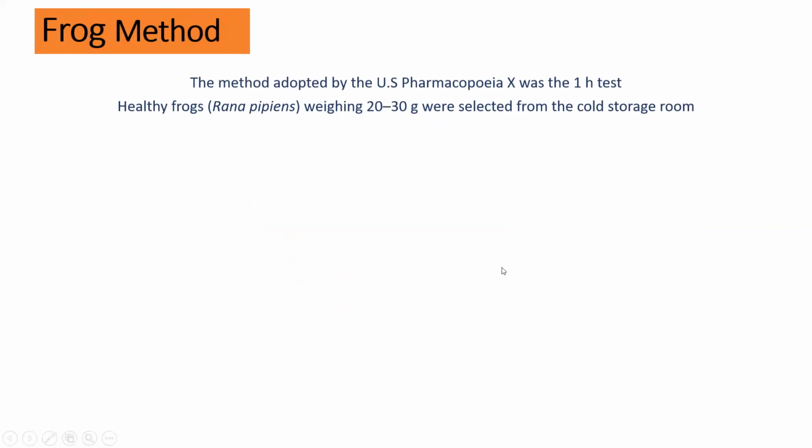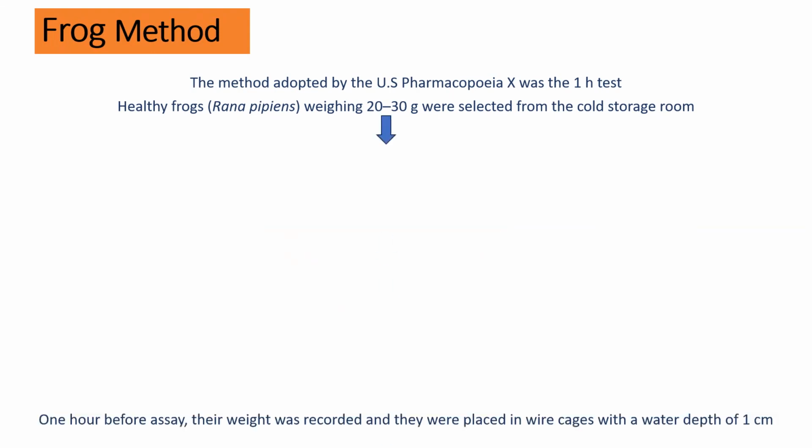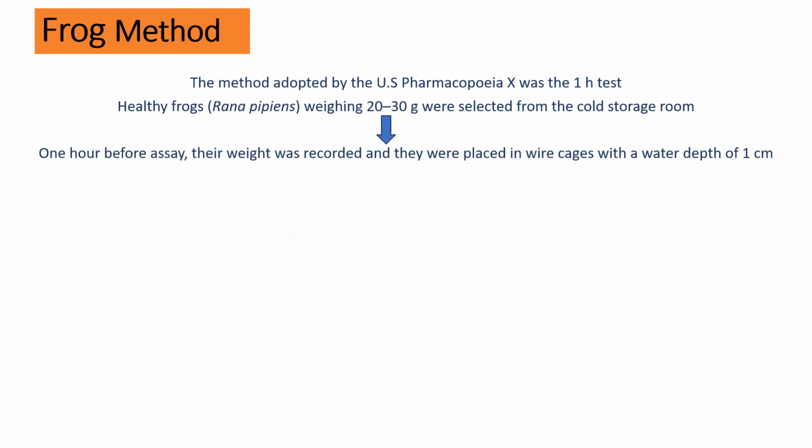So let's see how this method is carried out. The first method is the frog method. The method is adopted by the US Pharmacopoeia 10 and it takes 1 hour. In this case, healthy frogs weighing about 20 to 30 grams were selected from the cold storage room. Then 1 hour before the assay, the weight of the animals was recorded and they were placed in a wire cage with a water depth of 1 centimeter.